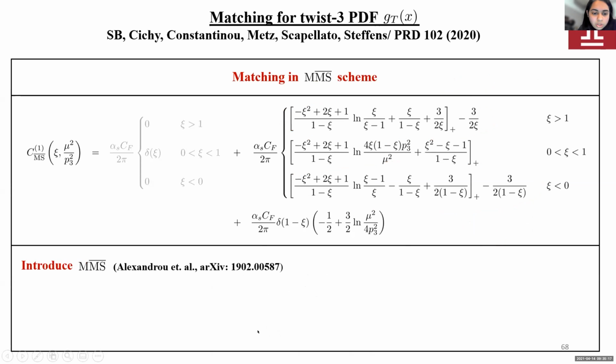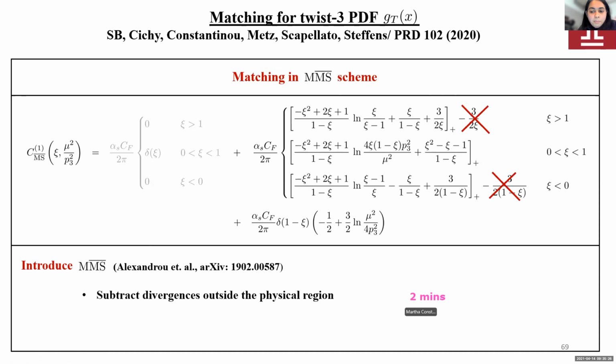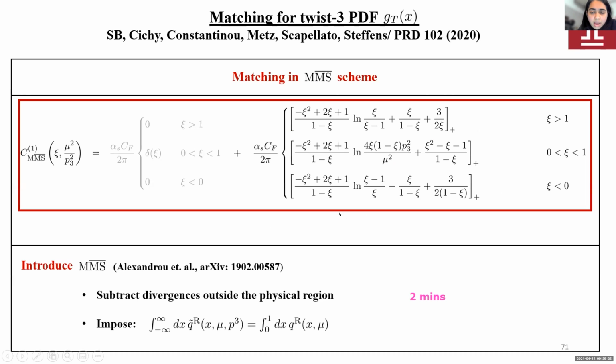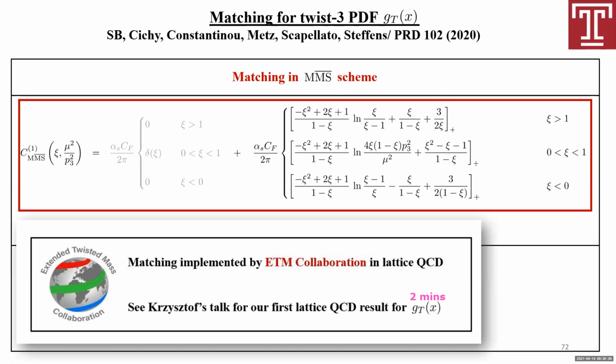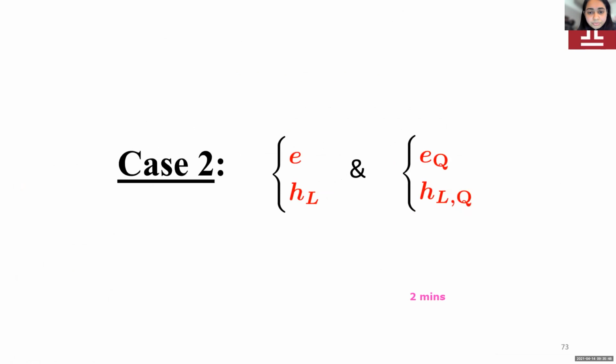So what we do is to use a modified MS-bar scheme, whereby we subtract these divergences from outside the physical region and we impose a norm preservation. So that means that we also subtract some finite terms. The end product is a matching coefficient in a full plus function format, which was then implemented by the ETMC collaboration, and I refer to Krzysztof's talk for our results for the x dependence of GT.